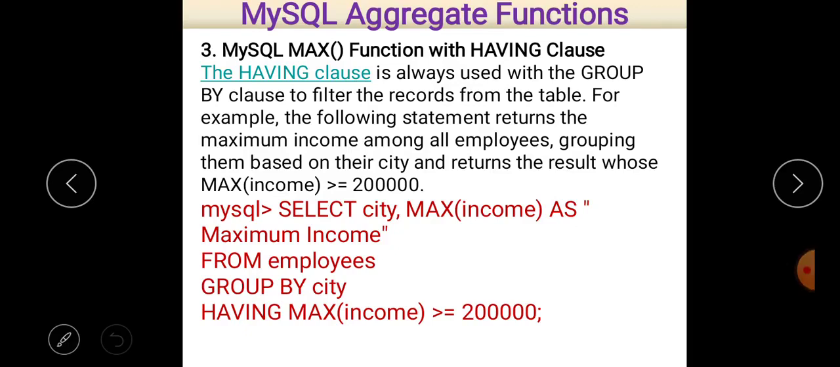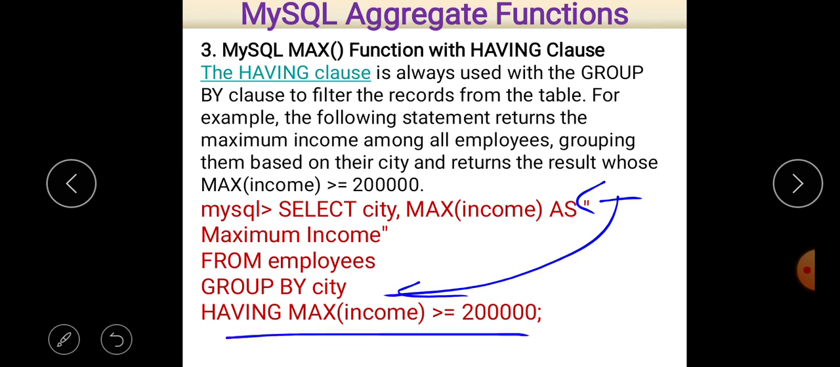Now suppose all things are the same as in the previous case, but there is another condition: maximum income should be greater than 2 lakh. So what should be done here? We write the having clause and just write having max income is greater than or equal to 2 lakhs. That is a condition which applies on all the groups, and only those groups that have maximum income of 2 lakhs are displayed on the screen. So the simple thing is that the having clause is used when we want to apply a condition on a particular group.